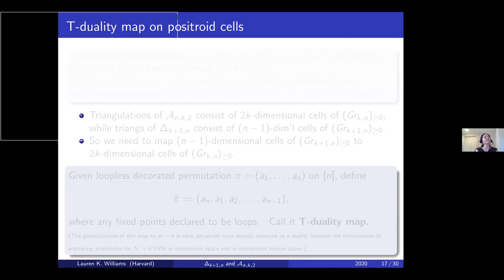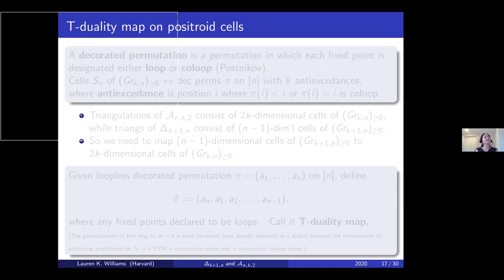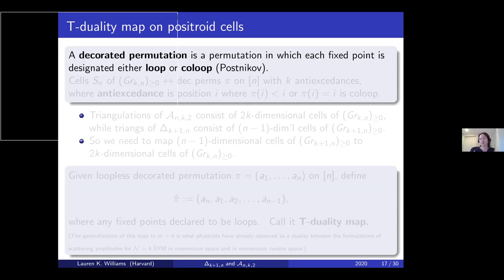Okay, so we make this map that we call a T-duality map on positroid cells. But before describing the map, I need to first say just a little bit more about the permutations indexing positroid cells. So a decorated permutation is a permutation in which every fixed point is, we'll just call it either a loop or a co-loop. So every fixed point has one of two colors.